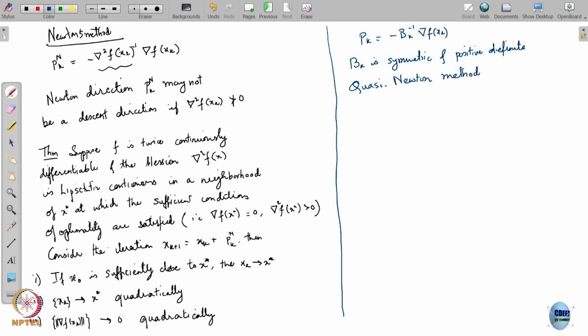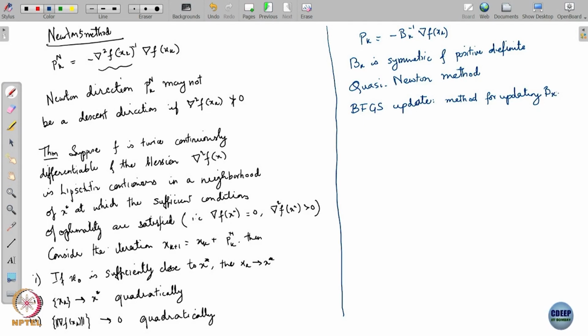Now, what this tends to do is it brings you a little bit of information about the curvature and also gives you the property of guaranteed descent. The way Bk is obtained is through the past derivatives and past information that you have obtained about the function. There are many different ways of updating this Bk. One of the most popular updates is what is called the BFGS update. We do not have the time to go into all the details. The BFGS is a method for updating Bk.